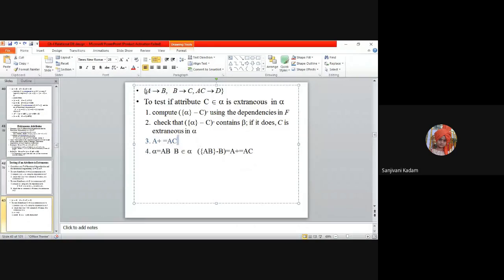So here this functional dependency is minimal. This functional dependency is also minimal. And we wanted to check whether this C is extraneous in alpha. Right now we are talking about this functional dependency. So I will bold this and we will also make this red. This is my alpha and this is my beta.